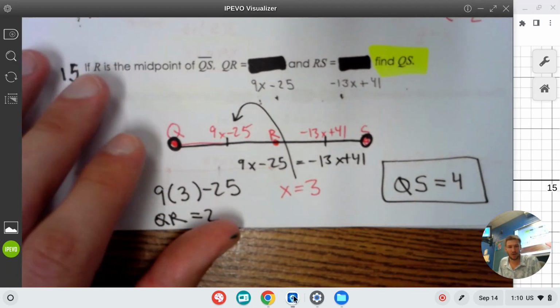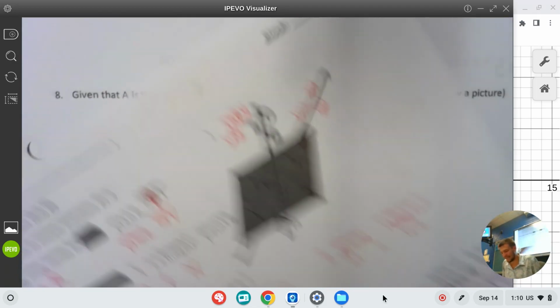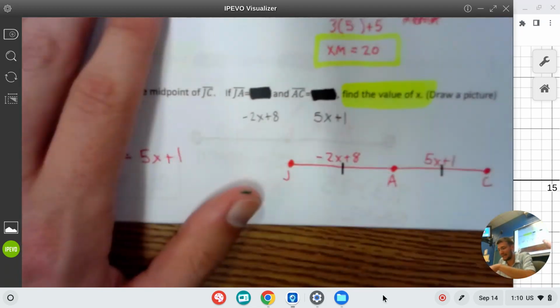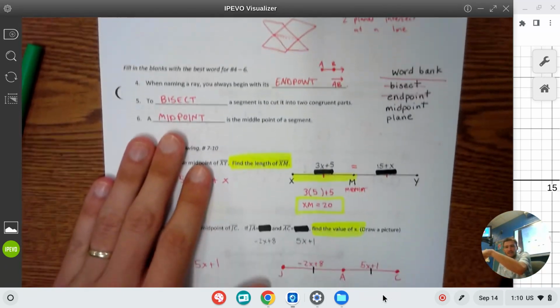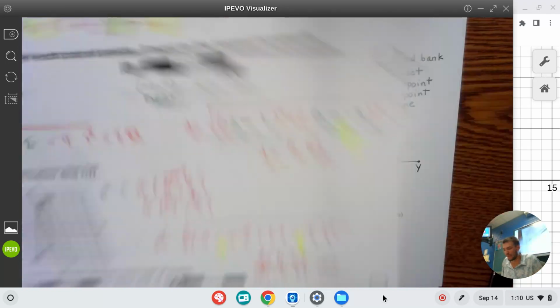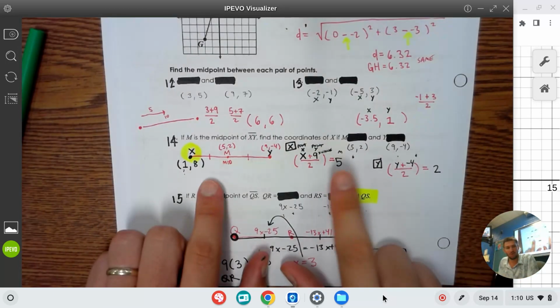We're good to go. All right, this is coming up. This is basically like a nice little review of the whole first unit. Some vocab, some midpoint. I think really number 14 is the big one.